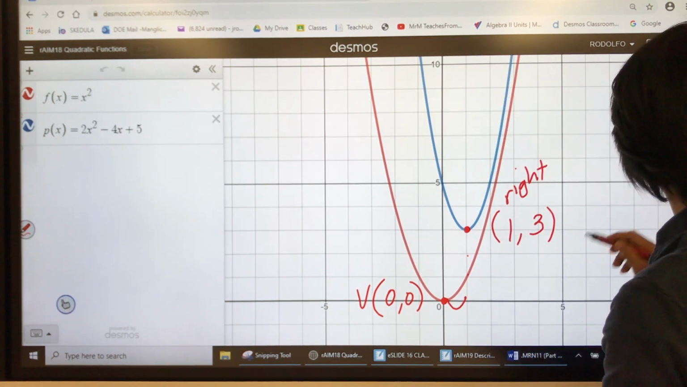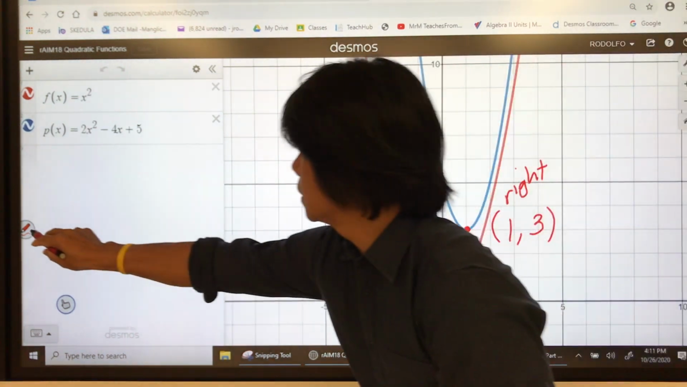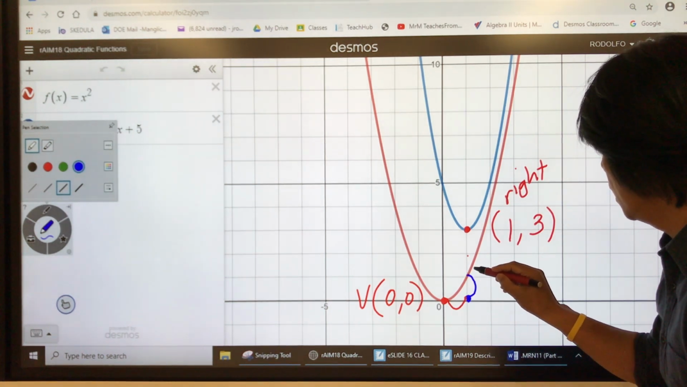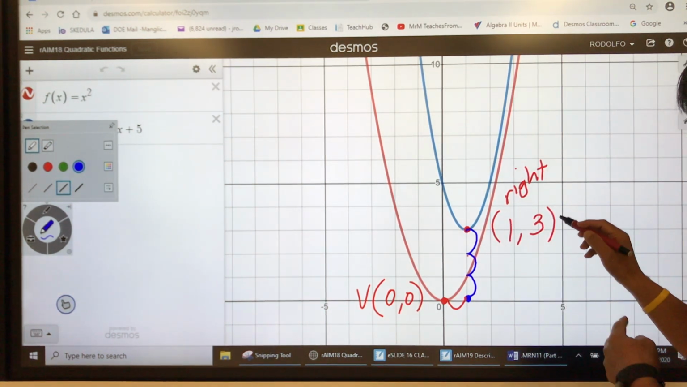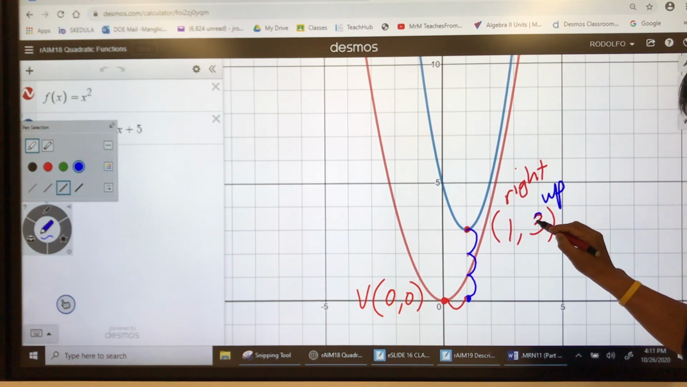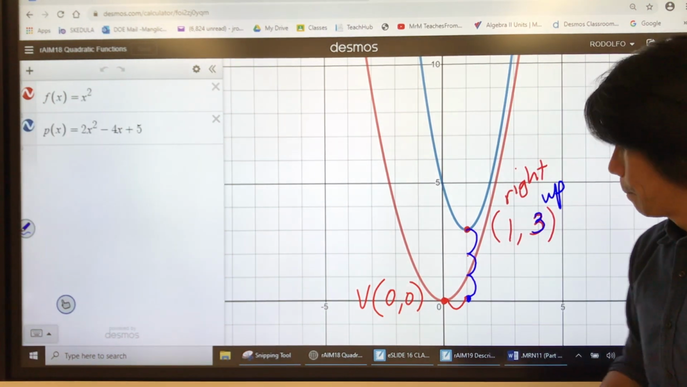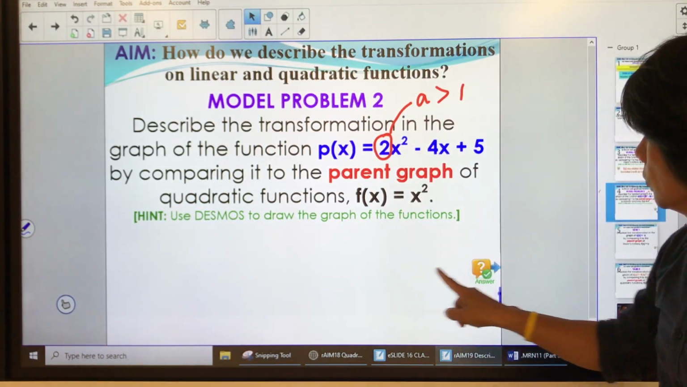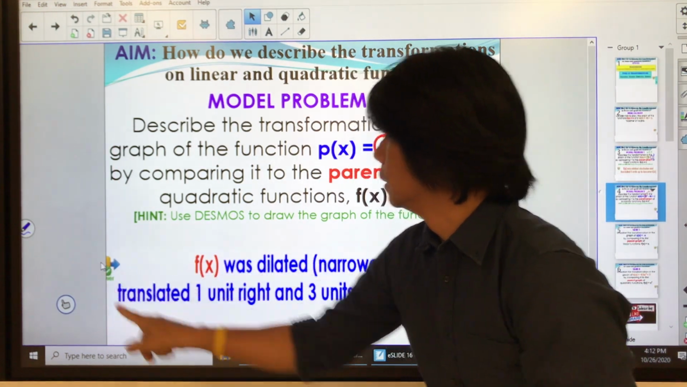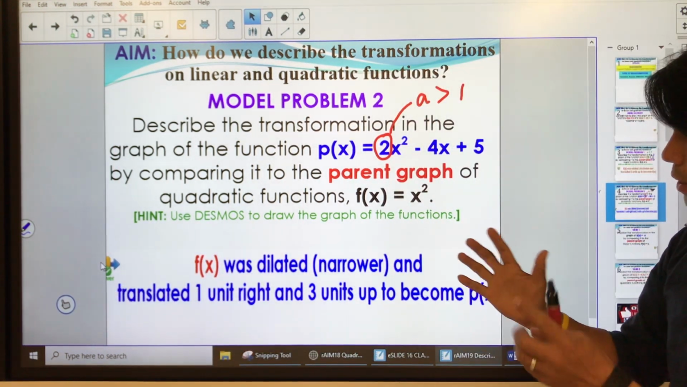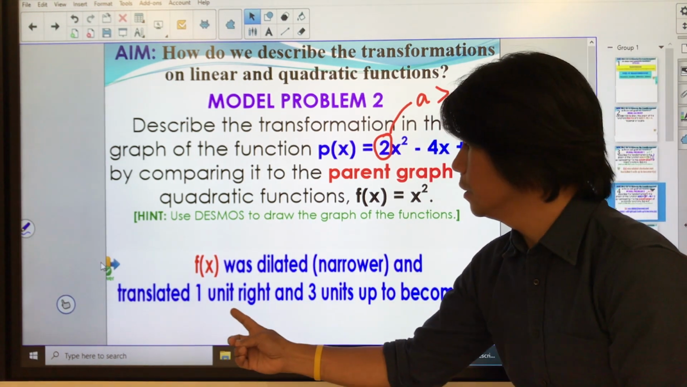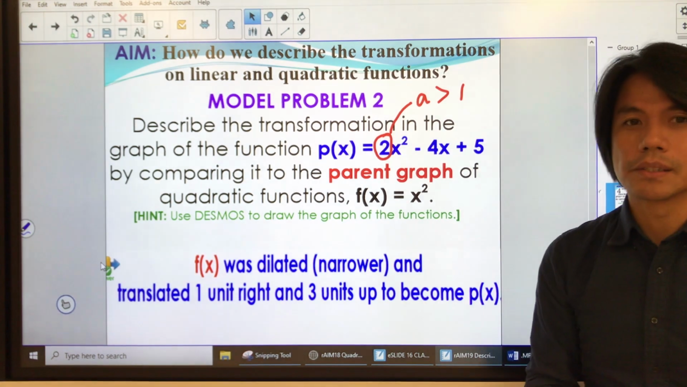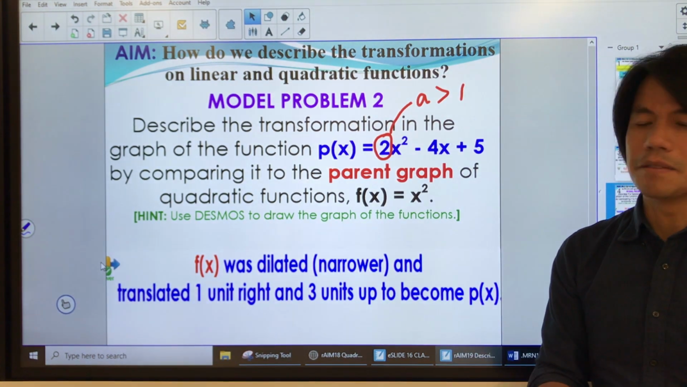Yeah? And then from here, we translated 1, 2, 3. 3 units up. Got it? So, here's the description now. So f of x was dilated, it's narrower, and translated 1 unit right and 3 units up to become p of x. I hope you understood it.